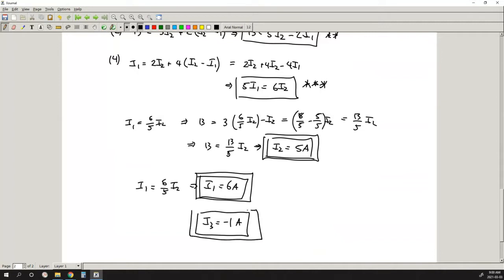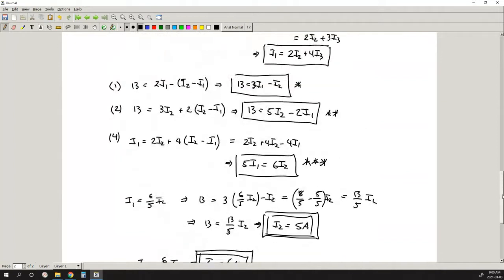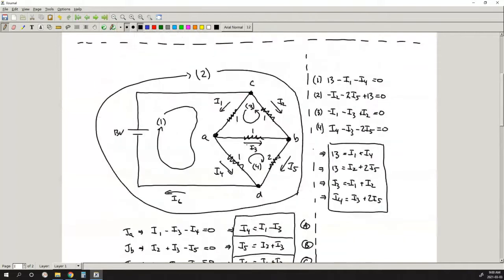And so what does the minus sign mean? The minus sign just means, again, that we chose the wrong direction for our current. So really the current points in this direction, and it's 1 amp. That's fine. We don't have to change anything. We just know that it's pointing in the other direction.